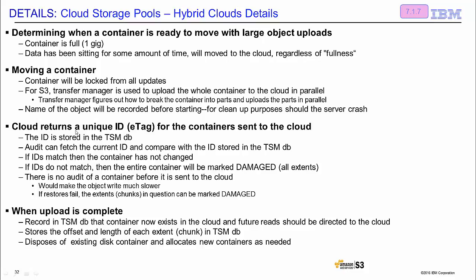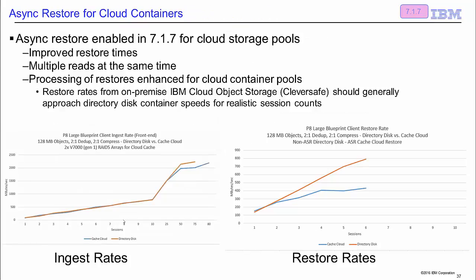Once it's reached the cloud, the cloud returns a unique ETag, and that's the information we'll update the Spectrum Protect database with. So once the upload is complete, any future reads against that data are going to be directed out to the cloud. We do store the offset and the length of each extent in the Spectrum Protect database. With version 7.1.7 of Spectrum Protect for the S3 environments, we also enabled the Async Restore.